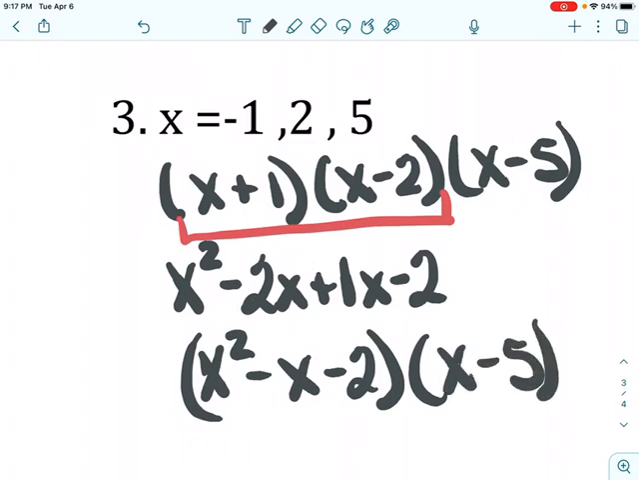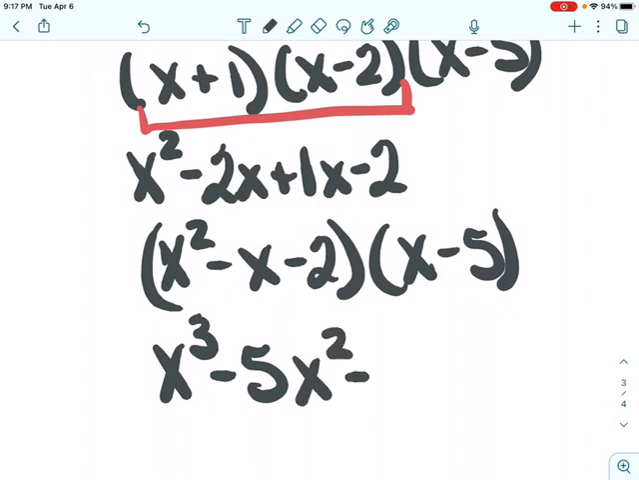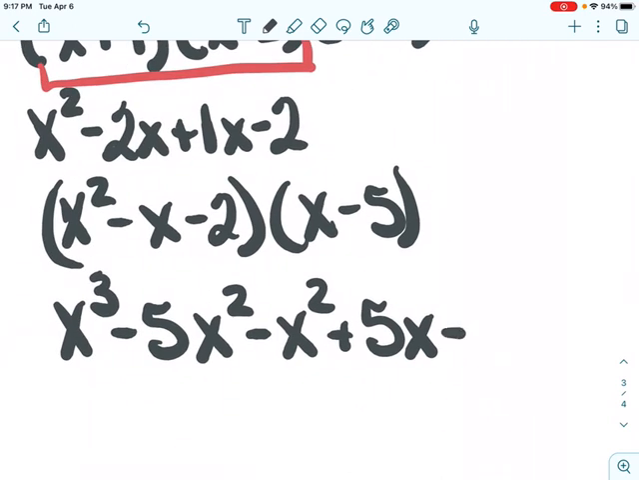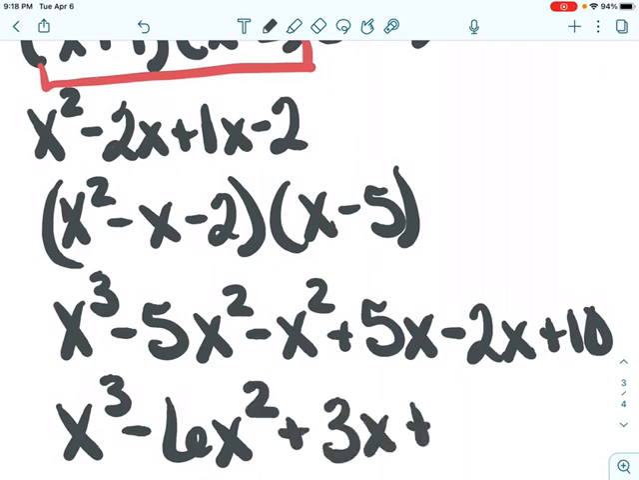So we can only do 2 at a time. Now, if we had 4 solutions, you can do 2 and 2 and then multiply those 2 answers together. That's perfectly fine. Okay, so x cubed minus 5x squared minus x squared plus 5x. High risk of making mistakes here. It's minus 2x plus 10. There we go.